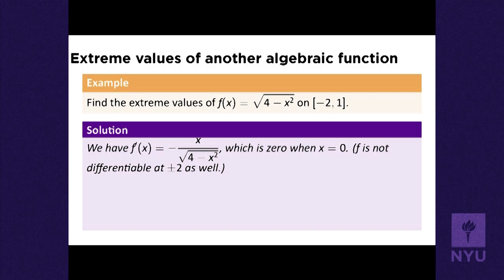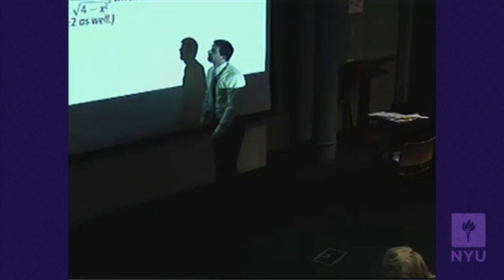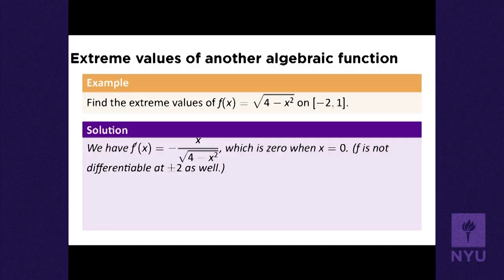It's also not defined when x is plus or minus 2. Now, plus 2 is outside the domain of the function, so we're not interested in that point as a critical point. It doesn't count. Negative 2, well, we were already checking negative 2 because it was an endpoint. So the only points we need to check are f of negative 2, f of 0, and f of 1.